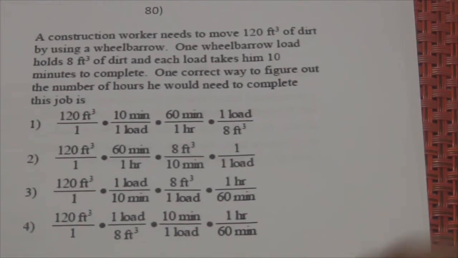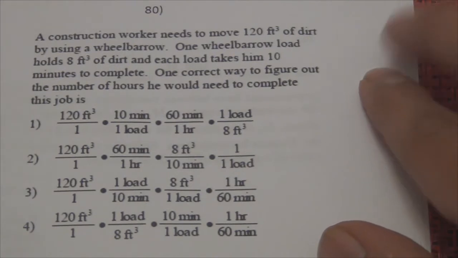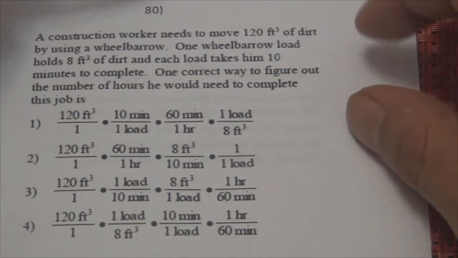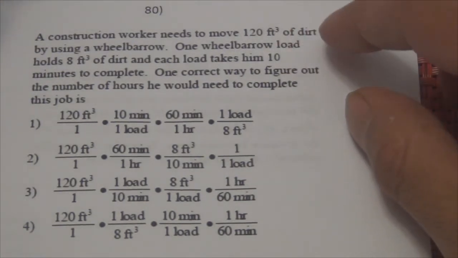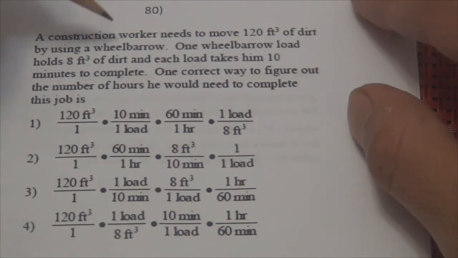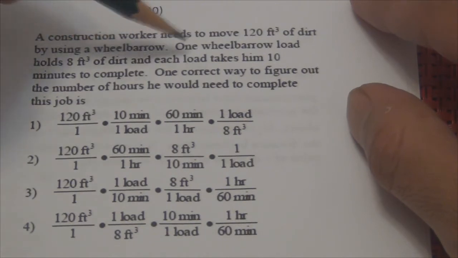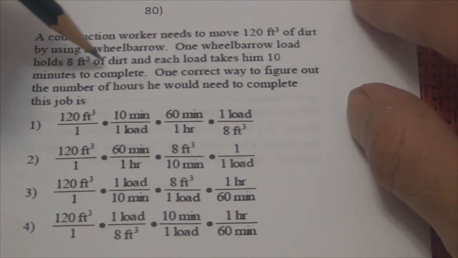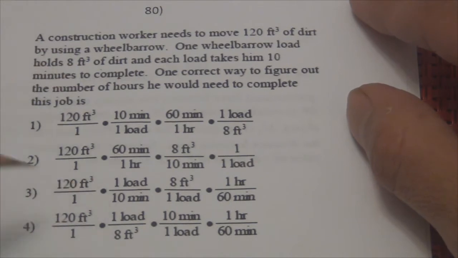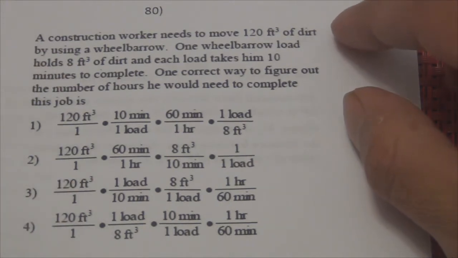Okay, here we go. This is crazy. A construction worker needs to move 120 cubic feet of dirt by using a wheelbarrow. One wheelbarrow load holds 8 cubic feet of dirt, and each load takes him 10 minutes to complete. One correct way to figure out the number of hours he would need to complete this job is one correct way. All right, so let's see.